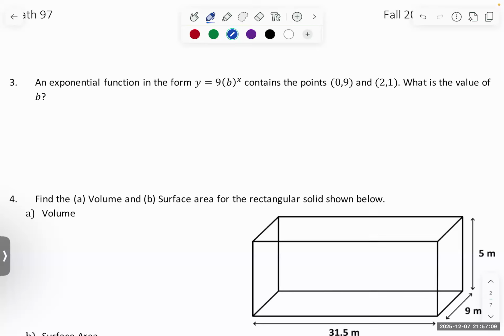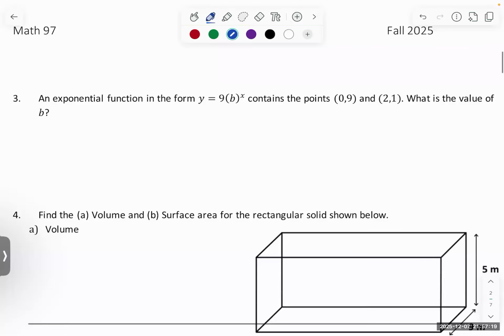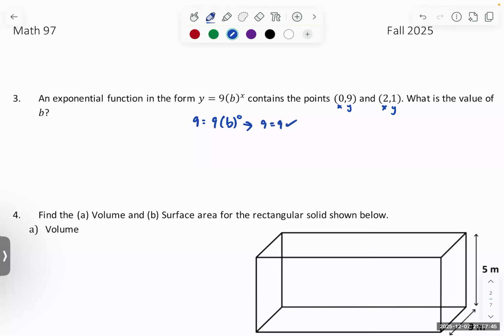For this next one, an exponential function in the form y equals 9 times b to the power x contains those points. What is the value of b? So the most helpful way to do this is to just plug in the points, right? Let's start with the first one. So the first one is 9 equals 9 times b to the power 0. Well, this isn't very helpful because b to any number to the power 0 is just 1. So this is 9 equals 9. Great. Not helpful. But let's plug in the other one.